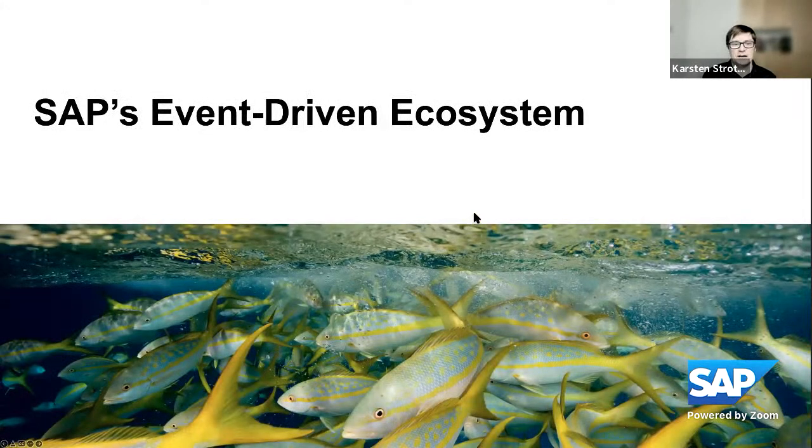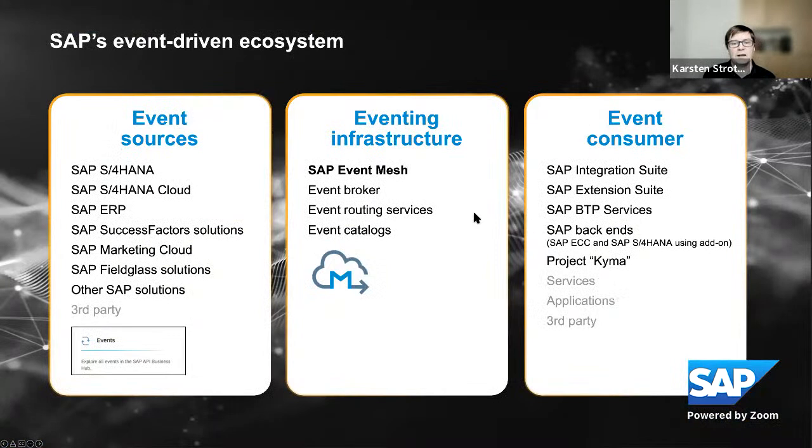Let's switch to SAP's event-driven ecosystem. We do think that it's very important to have this end-to-end setup. So there are event sources, there's the eventing infrastructure, and then there are event consumers. If you look at the left-hand side at the event sources, S/4HANA and S/4HANA Cloud are event-enabled. I think Christoph will go into the details later on. Nevertheless, you can provide notification events with certain options for S/4HANA. You can currently already provide data events. For ERP, there is an add-on that you can use to provide notification and data events there.